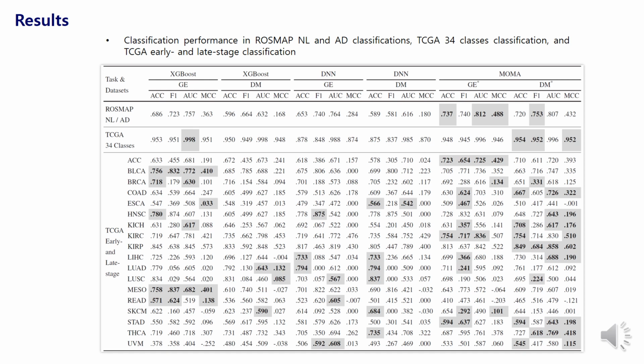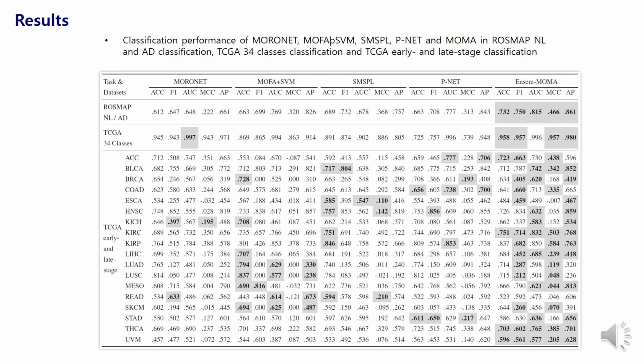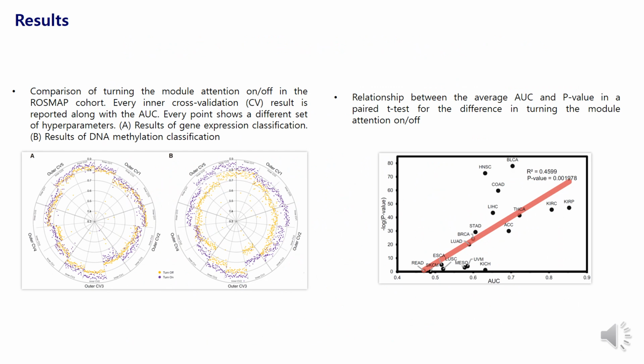Our results show that MOMA has superior performance compared to the model based on single omics data. Our results also show that MOMA has superior performance compared to other multi-omics integration models. The left figure shows that turning the module attention on gives higher performance than turning it off. And the right figure shows that the difference increases as the classification performance increases.